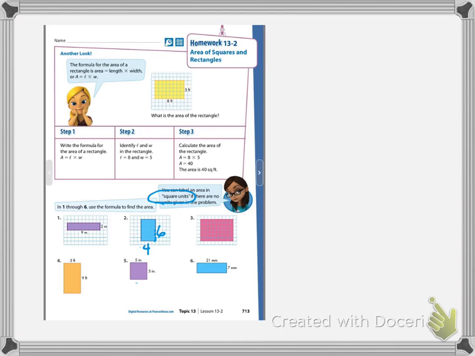Okay? And here you can do the same thing with number 3. 4, 5, and 6, they've got them there for you. The formulas are right up there at the top of the page. So if you forget which formula to use, they're right there. Actually, they just use the one formula for both. It works for a rectangle. They didn't give you the formula for a square, but it works for a square as well.